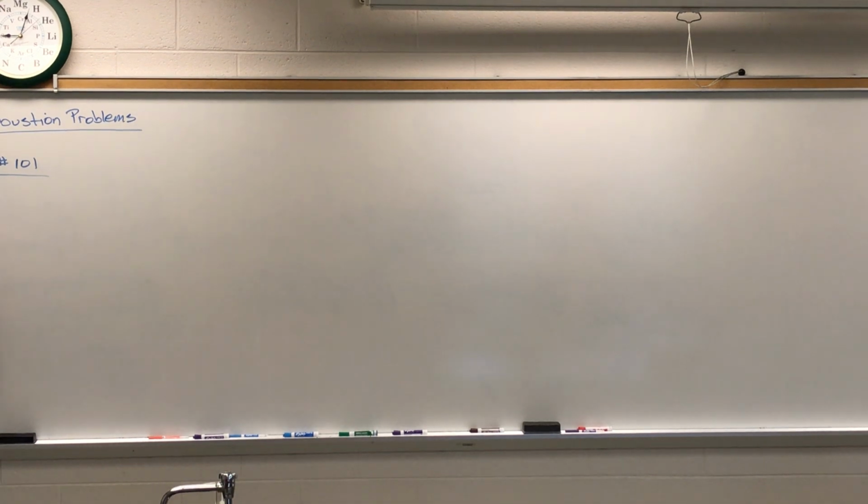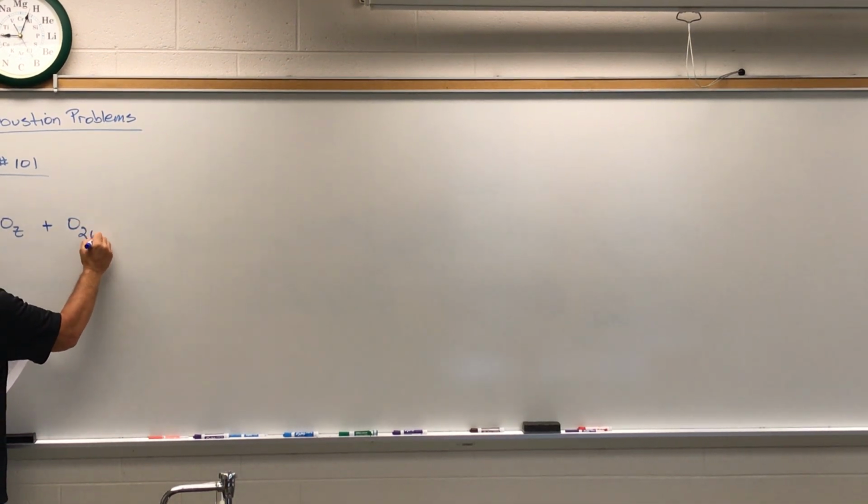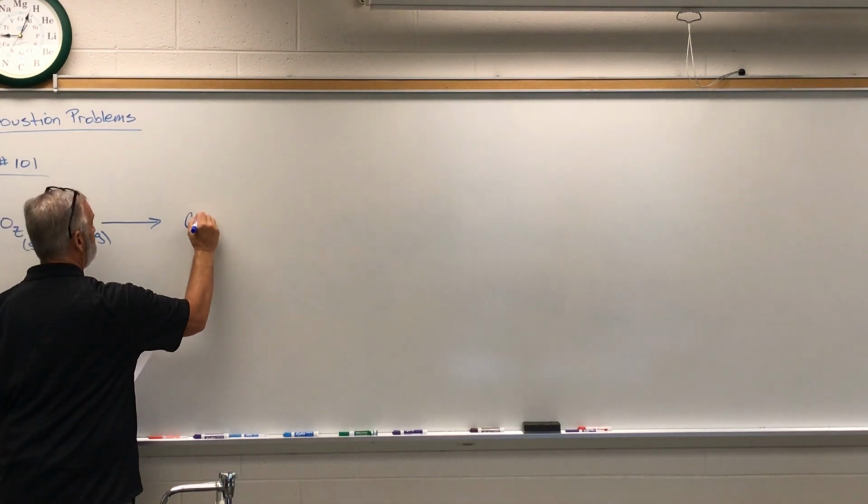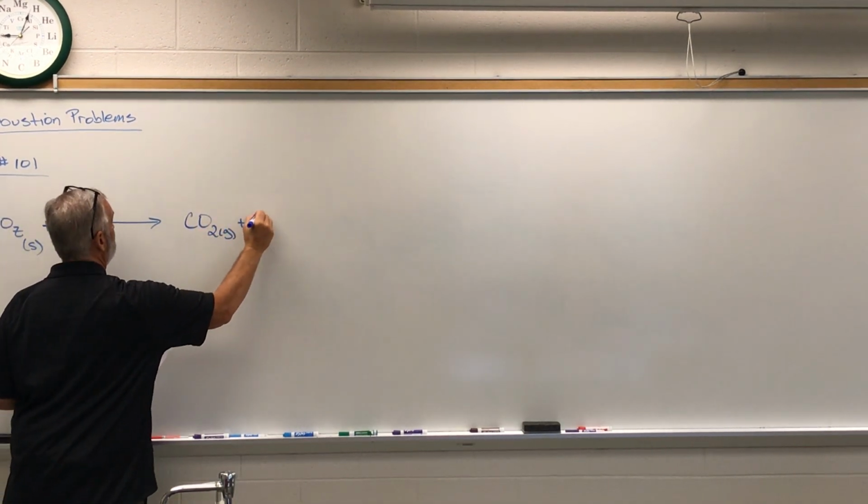But we know that vitamin C is CxHyOz. We just know that it's composed of carbon, hydrogen, and oxygen. We just don't know how much of each one. When it burns, what does it combine with? Oxygen. So it's going to be plus O2 gas. This is a solid, it tells me. Okay, it's going to burn, and what's it make? Carbon dioxide and water. Carbon dioxide and water.